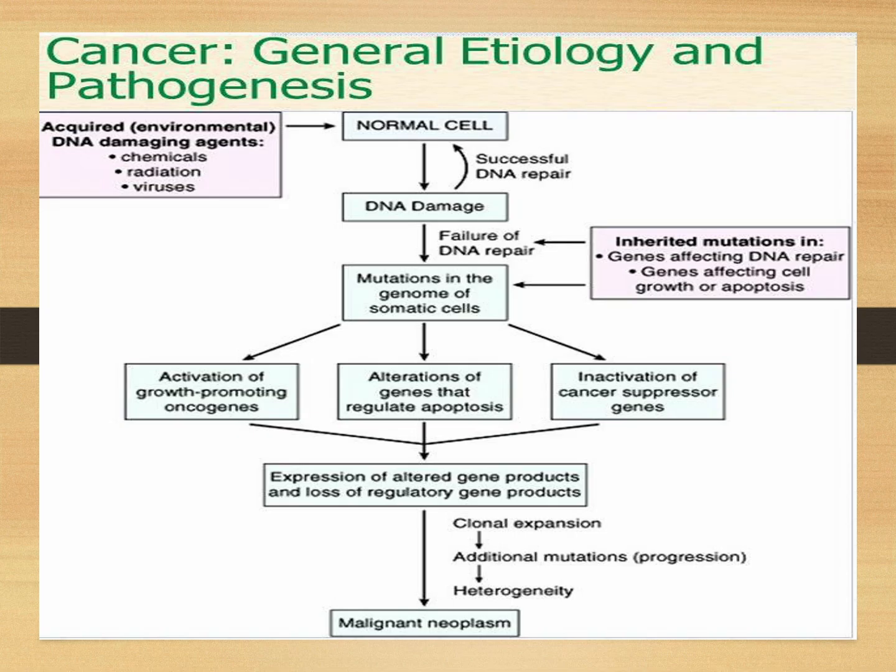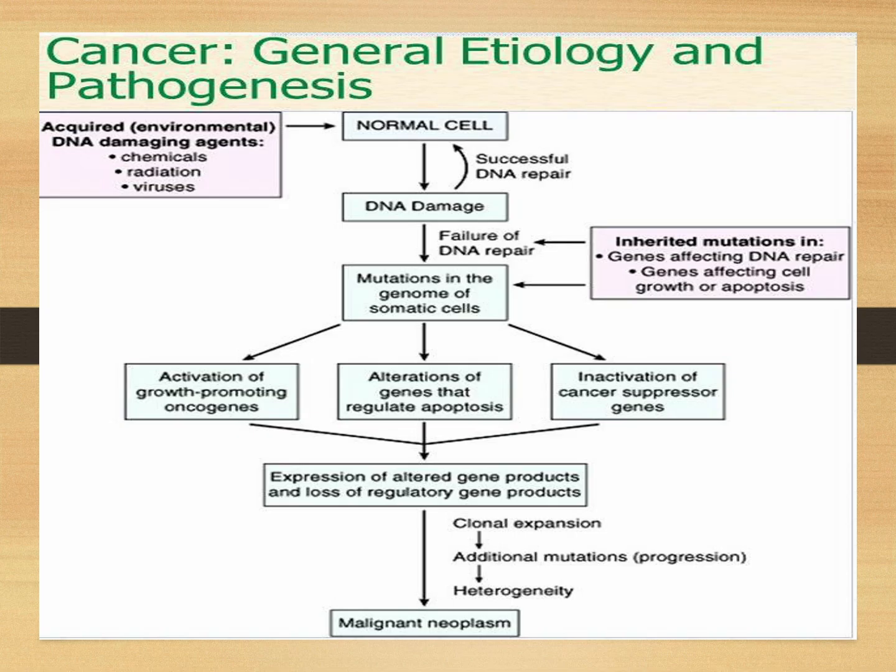So here we can see the normal cell and acquired DNA damaging agents like chemicals. These are the etiological factors: chemicals, radiation, viruses, etc. In a normal cell, sometimes the DNA gets damaged, but usually there is successful DNA repair, and it again becomes a normal cell. But sometimes there is a failure of DNA repair. That may be due to inherited mutations in genes affecting DNA repair or genes affecting cell growth or apoptosis.